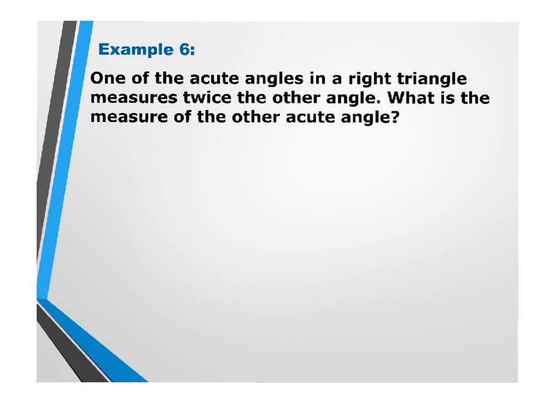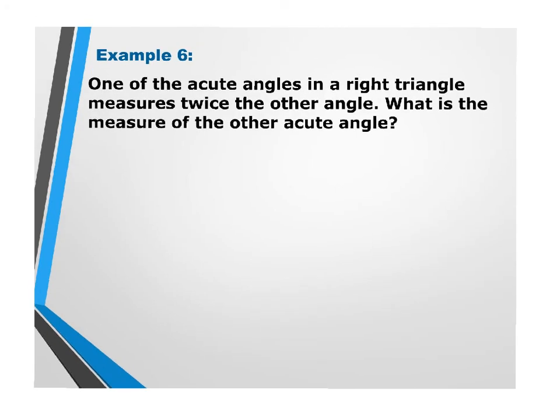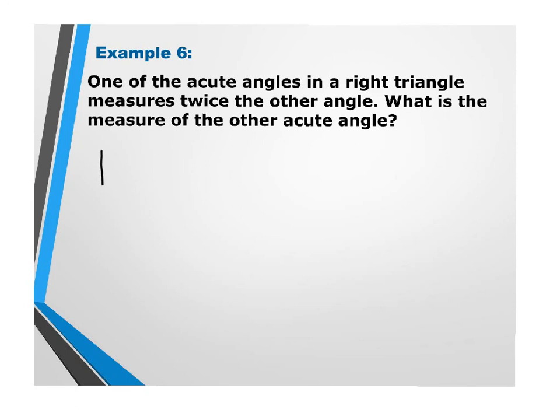Following those corollaries, we have this example here, which states one of the acute angles in a right triangle measures twice the other angle. What is the measure of the other acute angle? So I'm going to draw a picture of what we have here. Okay, so we have a right triangle. We know one of them is 90 degrees. The other two angles, this is the other angle, which measures x degrees, and the other angle is twice the other, so 2 times x.